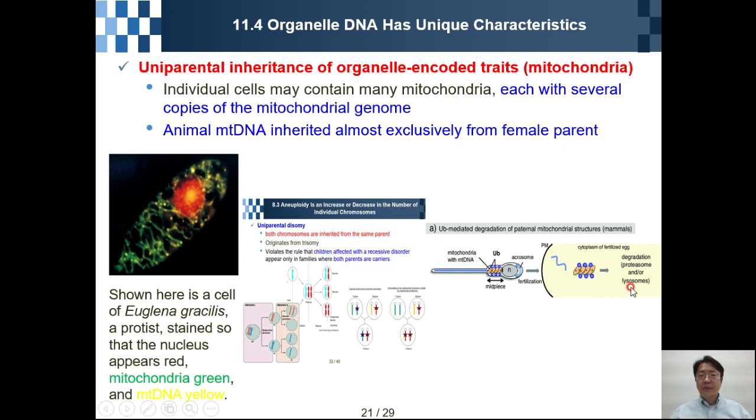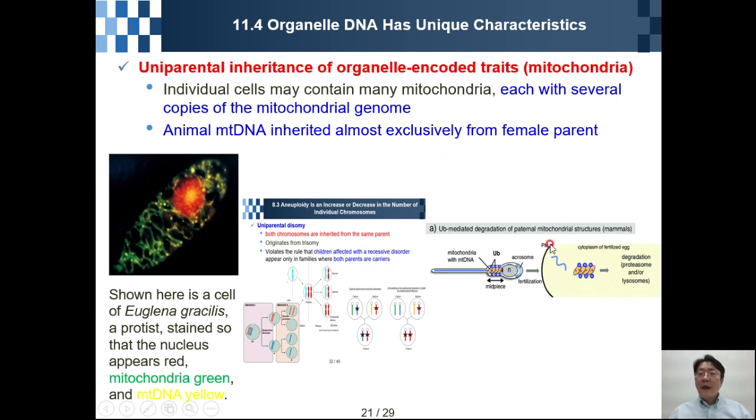How does it happen? This is the mechanism. The sperm has its own haploid genome, the DNA, and it also has its own mitochondria. After fertilization, the sperm's haploid genome goes inside the egg, and the sperm's mitochondria can also enter the egg, but these mitochondria are degraded, because the mitochondria located in the sperm are tagged with ubiquitin, and the mitochondria tagged with ubiquitin are degraded by the proteasome. That's why animal mitochondria come exclusively from the female parent.